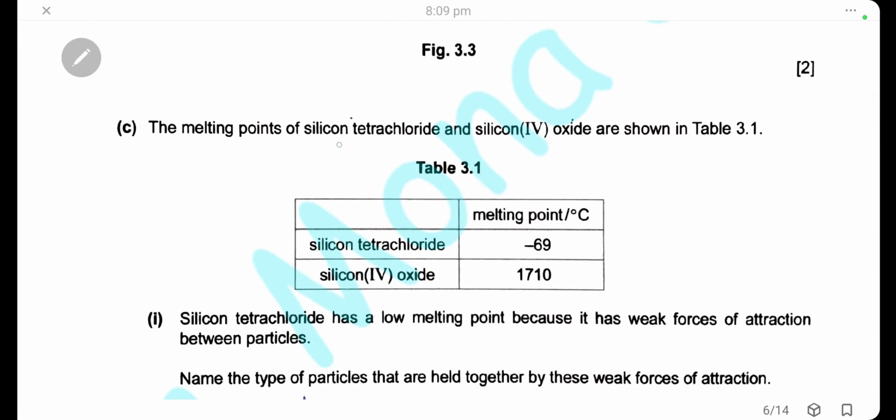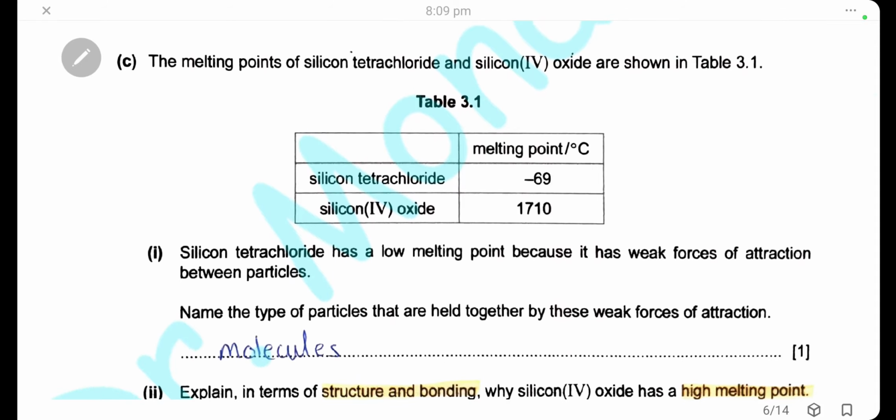The melting points of silicon tetrachloride and silicon 4 oxide are shown. As we can see, the melting point of silicon tetrachloride is minus 69, and for silicon 4 oxide it's 1710. Silicon tetrachloride has a low melting point because of weak forces of attraction between particles. Name the type of particles that are held together by these weak forces. Silicon tetrachloride is a covalent compound, so the type of particles in covalent compounds are molecules. These molecules are held by weak forces, that's why it has a low melting point.